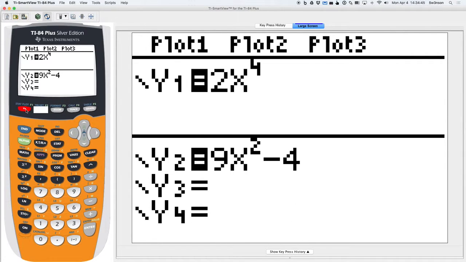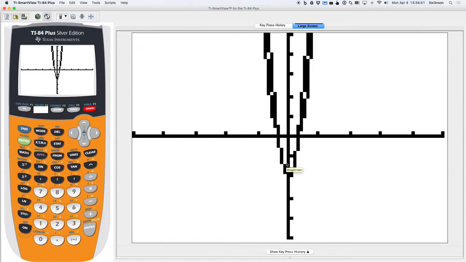So I already have my two functions set up, 2x to the fourth and 9x squared minus 4. So when you hit the graph button, ka-chow, you get this. Now, unfortunately, this is a lot of ugliness. We don't know where stuff intersects. We don't know how high. But one thing we do know is that this is wasted space way over here. This is wasted space, and there's a good chance I'm going to need to see above.